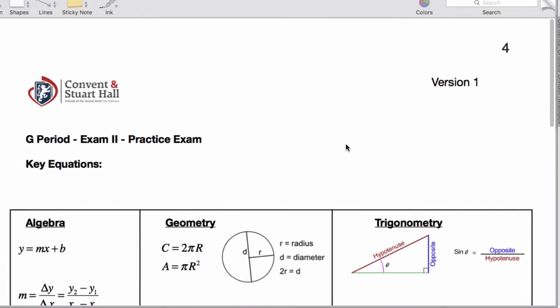All right, G period. I wanted to run through your practice exam and give you an idea of maybe some things you might want to put on your note card for the test. Remember, you are allowed a 3x5 note card front and back. It has to be all handwritten, and you can't write a bunch of stuff on note paper, shrink it down, and stick it to the card. It has to be the thing you write yourself.